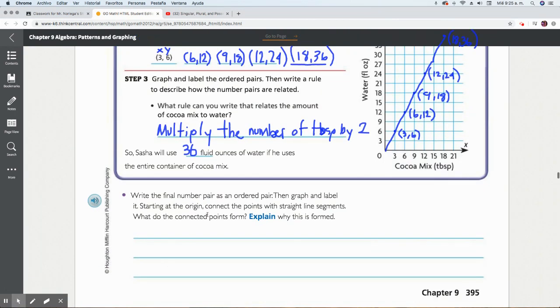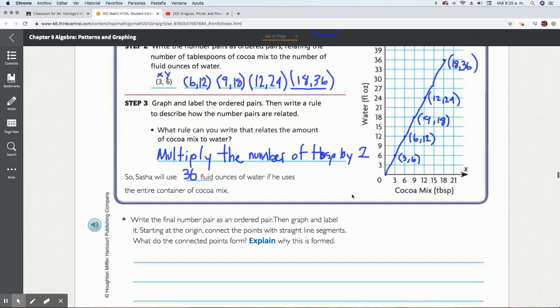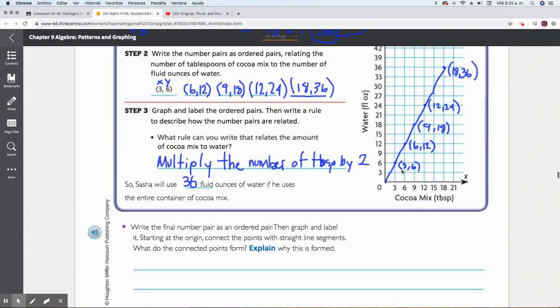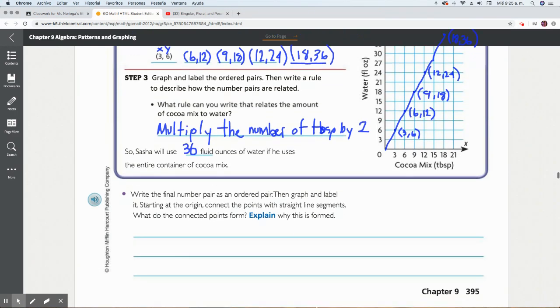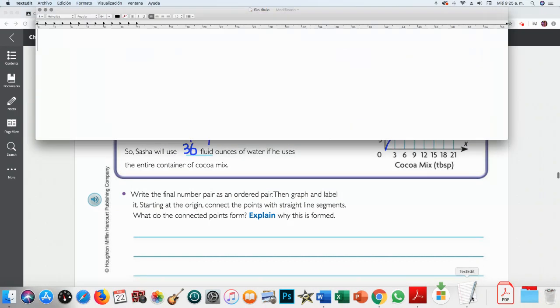Write the final number pair as an ordered pair, then graph and label it starting at the origin. Connect the points with straight line segments. What do the connected points form? Okay, so right here, if you look at the lines, what do these lines form? They form a straight line, right? So the connected points form a line. Okay, so that is what I want you to write on this part.